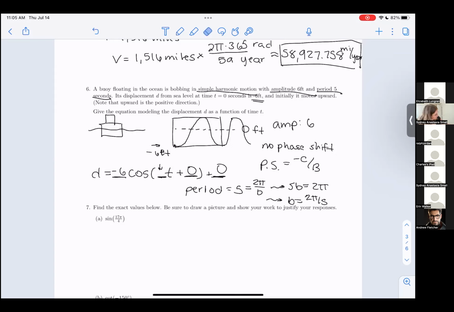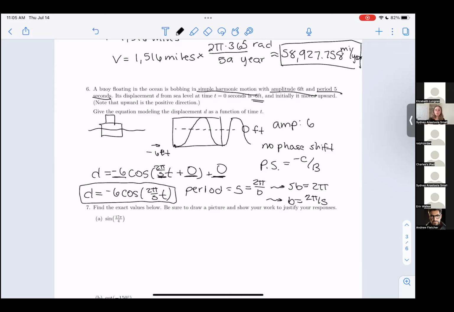So knowing that, oopsies, we can just plug in 2 pi fifths right here. And that's our final answer. Just writing this a little bit cleaner, the displacement can be modeled by -6 times the cosine of 2 pi fifths t. And that is our answer.